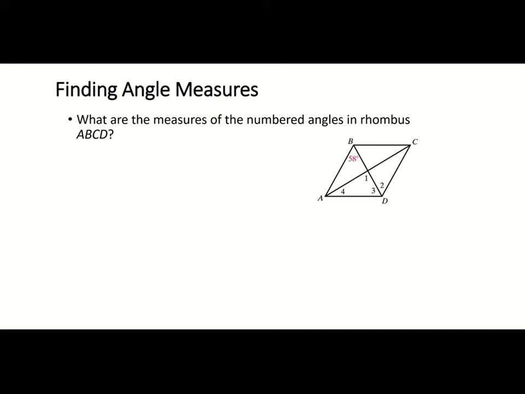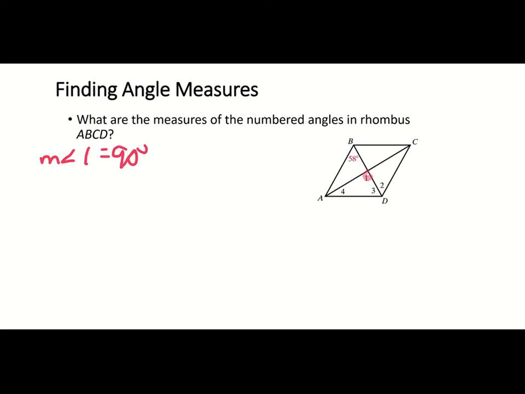All right, so here they want us to find the measure of each numbered angle in this rhombus. And just to recall, remember that the diagonals in a rhombus are perpendicular to each other. They bisect each other, and they also bisect opposite angles. So let's start with angle 1 here. Because I know that the diagonals in a rhombus are perpendicular, angle 1 is going to be 90 degrees.